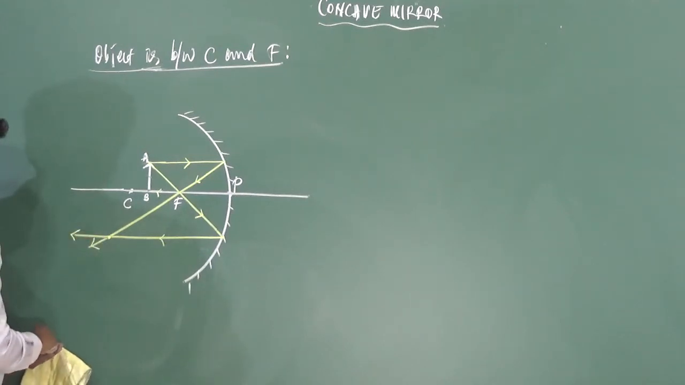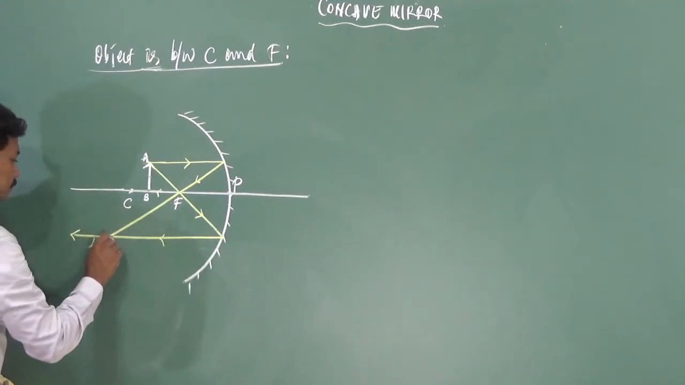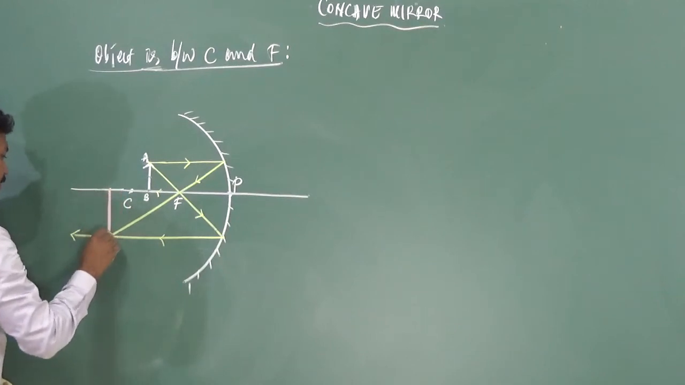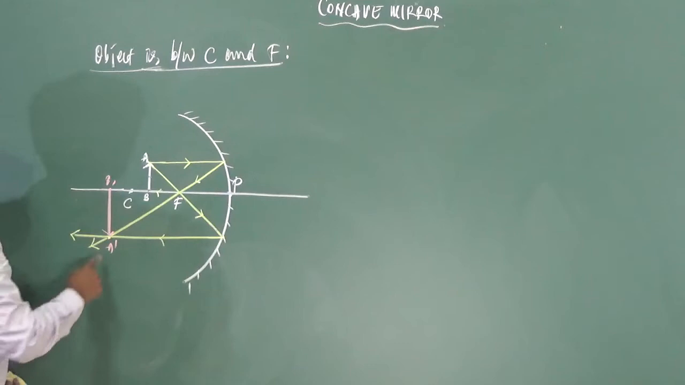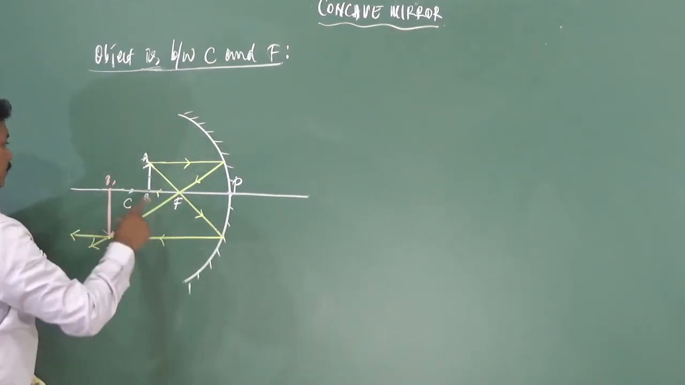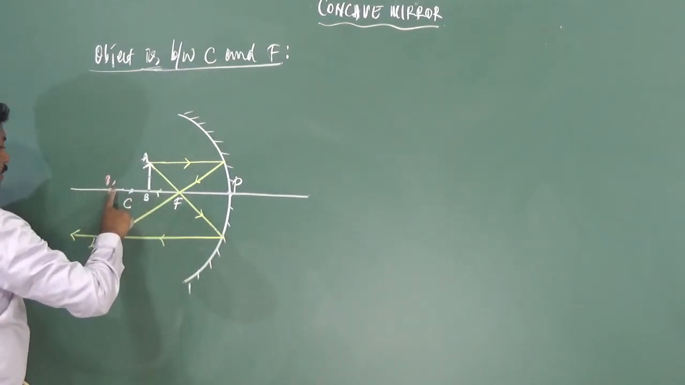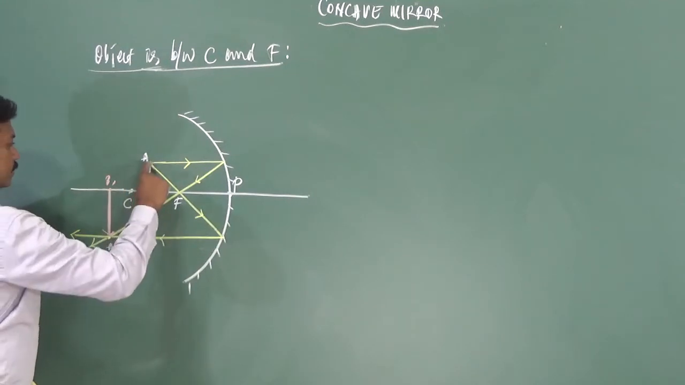So the image will be like this. This is A dash and this is B dash. If you observe this, the size of the image is increased when compared to the size of the object. That's very important here.